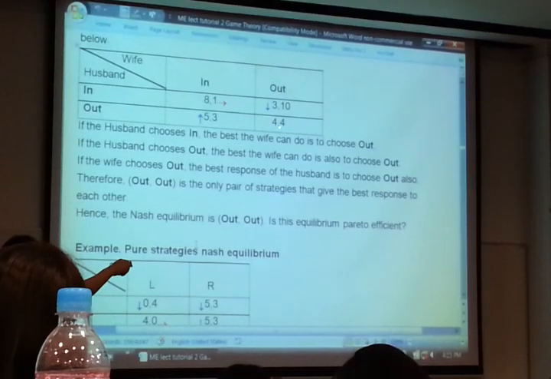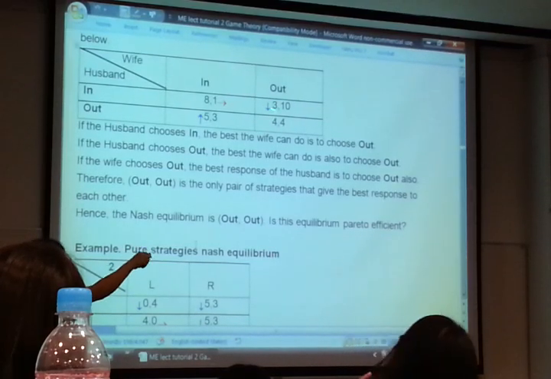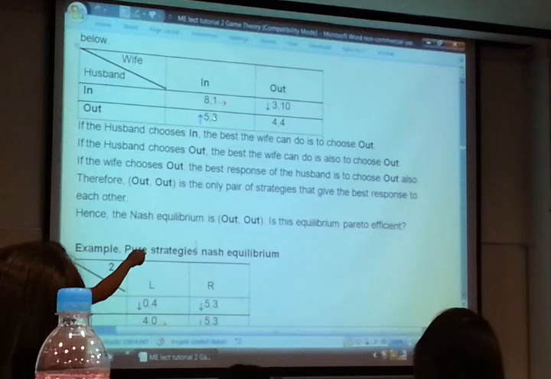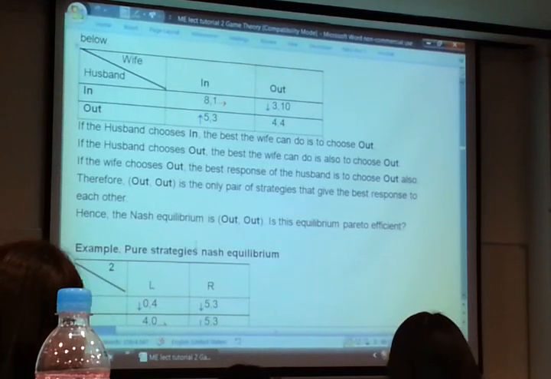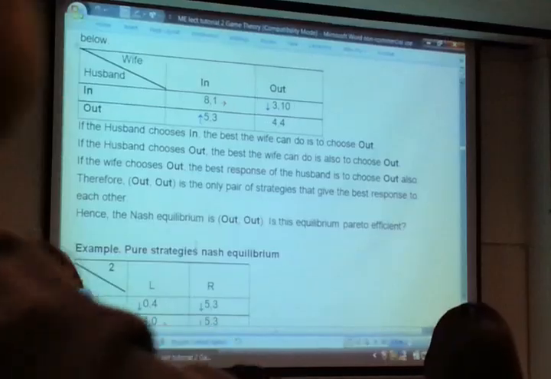Can this be the equilibrium? Yes. Will the row player at 4 want to go up to 3? No. Will the column player at 4 want to come to here? No. Therefore, this is the point where both players do not want to change strategy. So that's the Nash equilibrium.